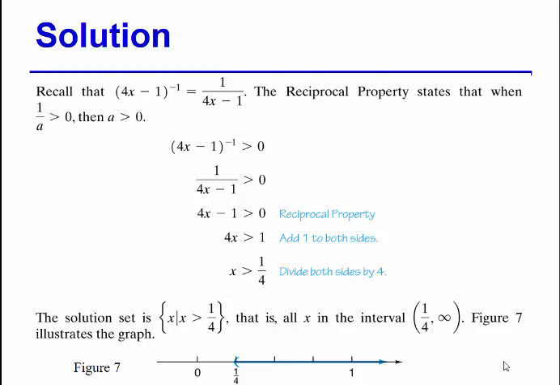And then we solve for x. We get x is greater than 1/4. The solution set is all x such that x is greater than 1/4. That's the interval notation and the graph.